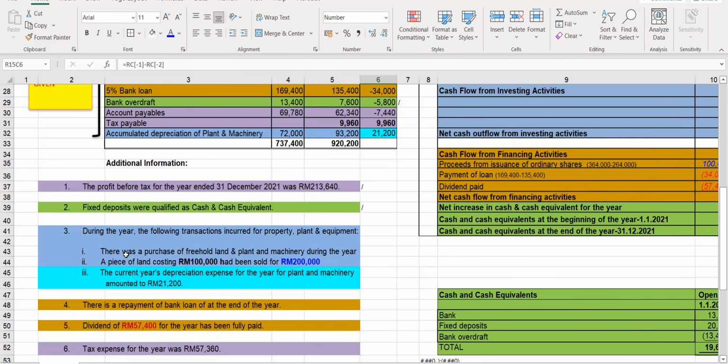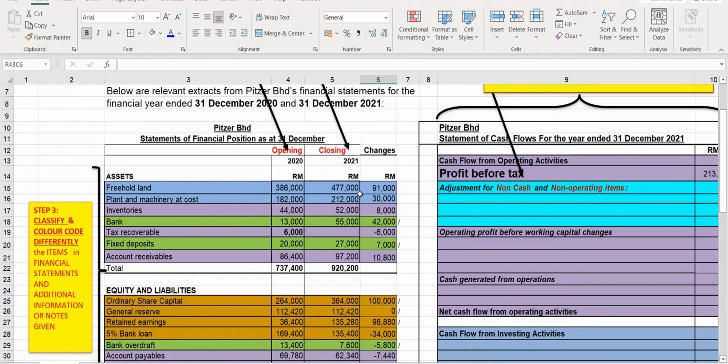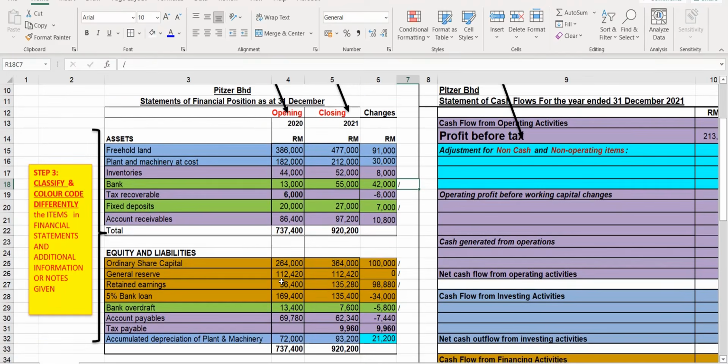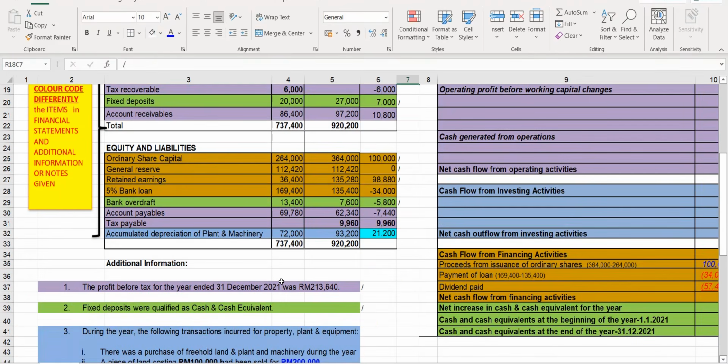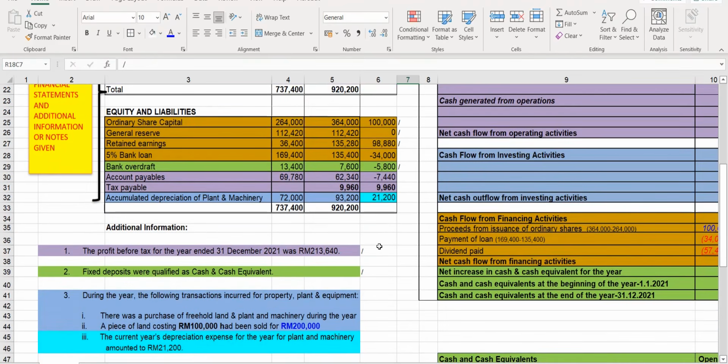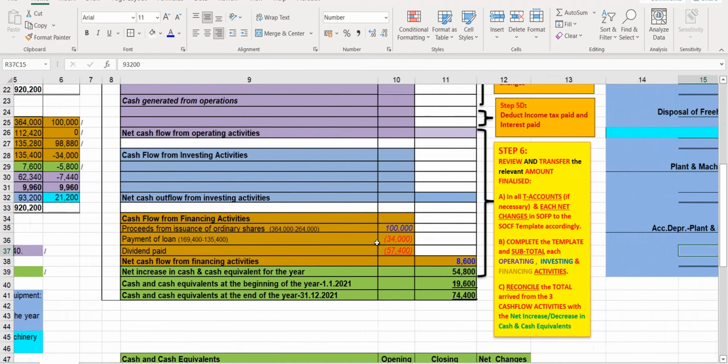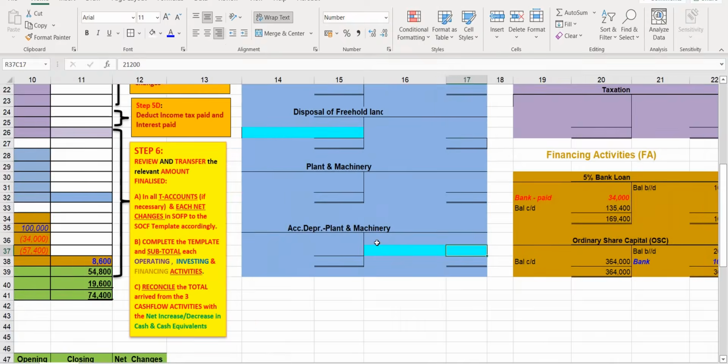You are informed that freehold land was purchased during the year without telling you how much the purchase was. If that is the case, you can conclude that the increase in this freehold land is due to the cash payment. Or sometimes you may also come across the changes in freehold land being due to revaluation of freehold land, but that was not in this question. You can check other questions for that. So let's just do that.